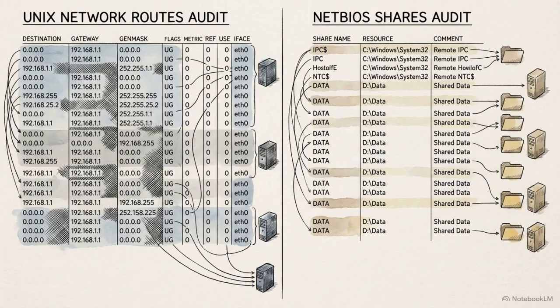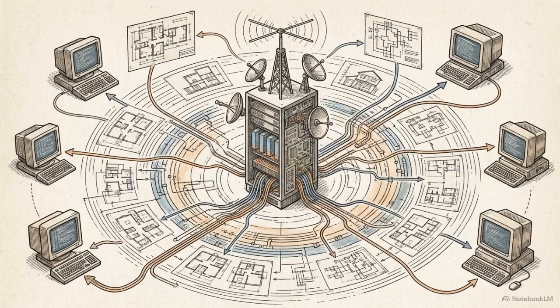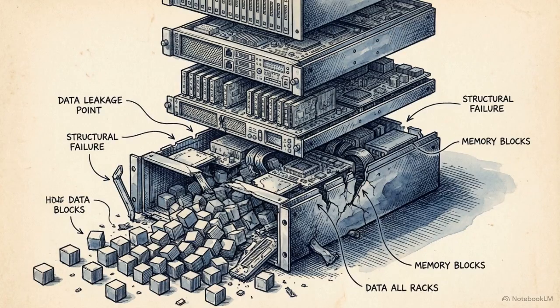A misconfigured management daemon on a Unix system operates exactly like an exposed NetBIOS share on a Windows machine. It openly broadcasts the network's internal blueprints to anyone listening. The data leaks aren't limited to hardware statistics.